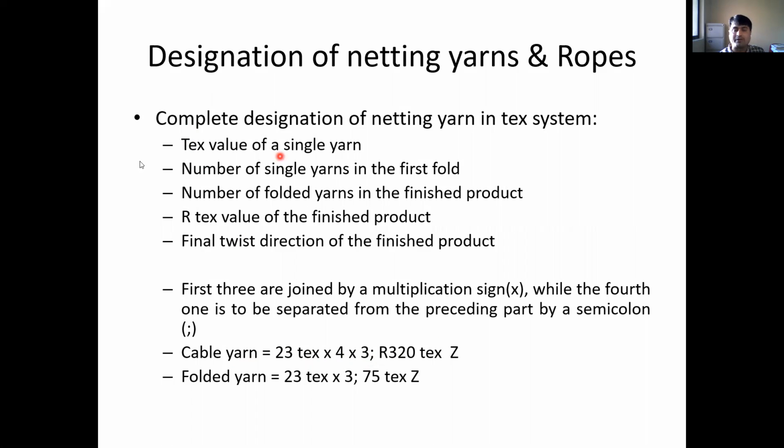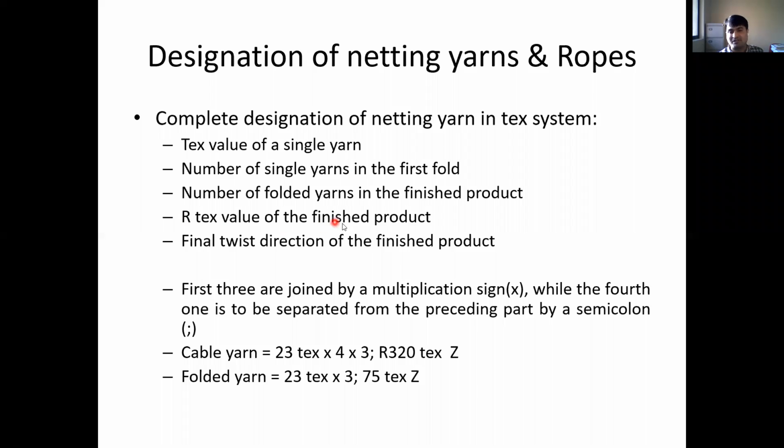First is the text value of single yarn, then the number of single yarns in the first fold, how many single yarns there are in the first fold, that number we have to give. Then the number of folded yarns in the finished product, that number we have to give. And these three we have to join together by a multiplication sign. Then our text is the resultant text.